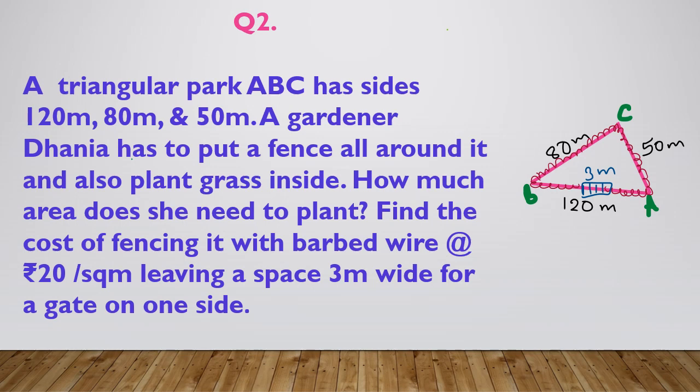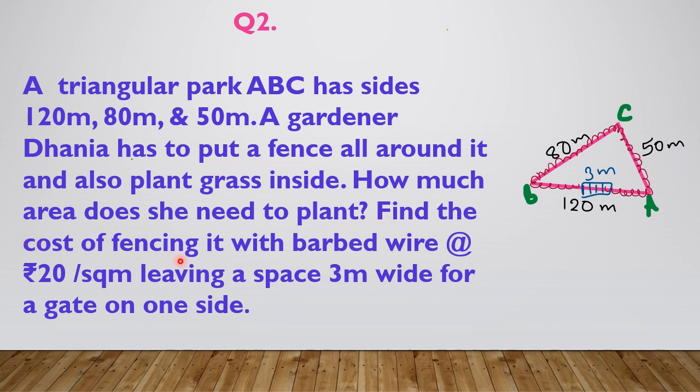Now that you have understood how to calculate the area of a triangle using Heron's formula, let us do a practical application question. Okay. The values here are similar, but the sequence of the values has changed. So go accordingly. Now a triangular park ABC has sides 120, 80 and 50 meter. Here gardener Dhanya has to put a fence all around it. Putting a fence means we are dealing with something called the perimeter. And also plant grass inside. To plant the grass inside, we will be required to calculate the area.